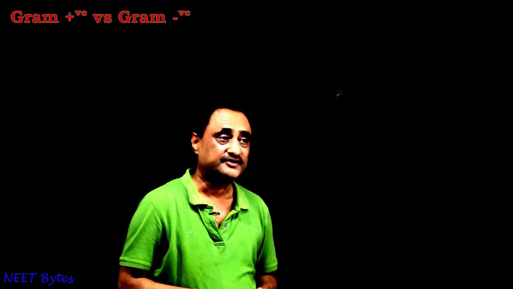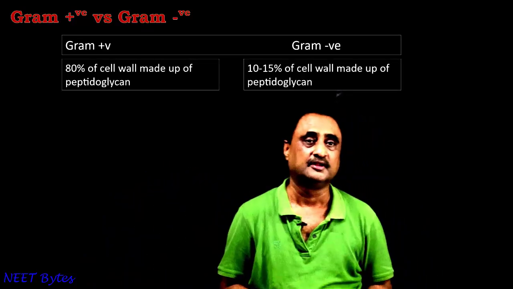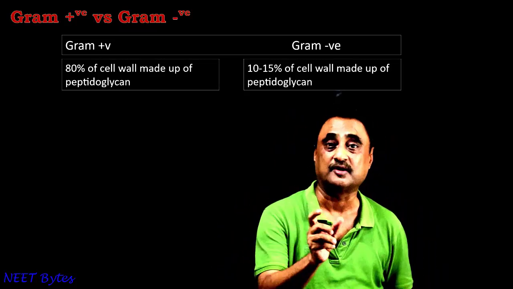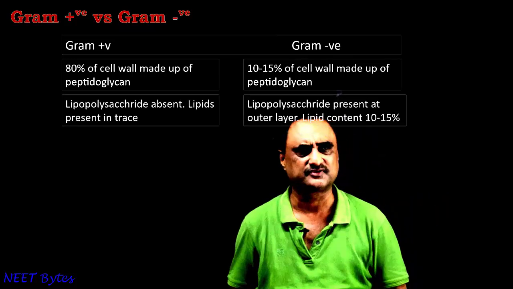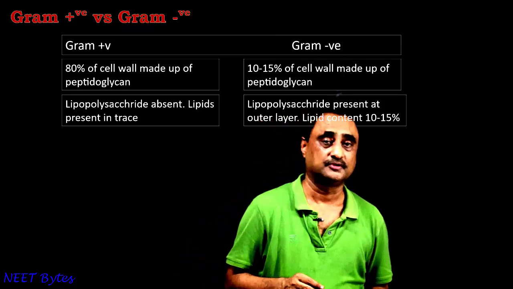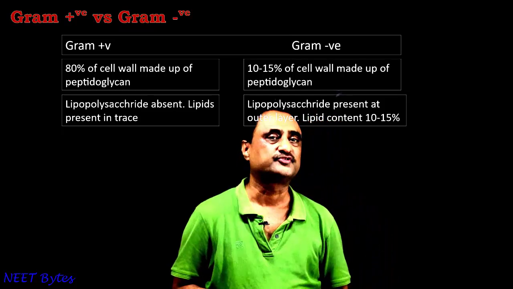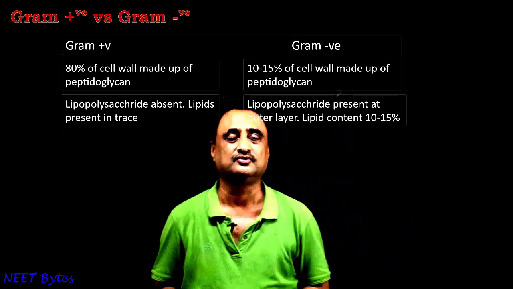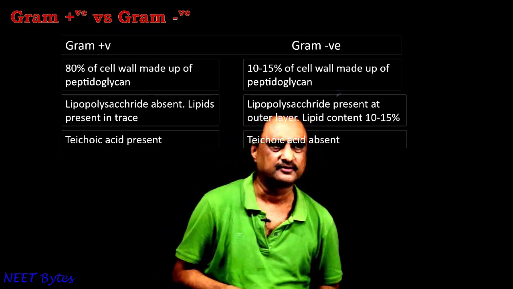Finally, let's see how we can differentiate between gram positive and gram negative bacteria. So first thing, 80% of the cell wall of gram positive bacteria is made up of peptidoglycan, whereas in gram negative it is just 15 to 20%. Lipopolysaccharide is not present. Lipids, though present, are in a very minute quantity. But lipopolysaccharide is present in gram negative bacteria, and lipid content is also high, that is 10 to 15%.